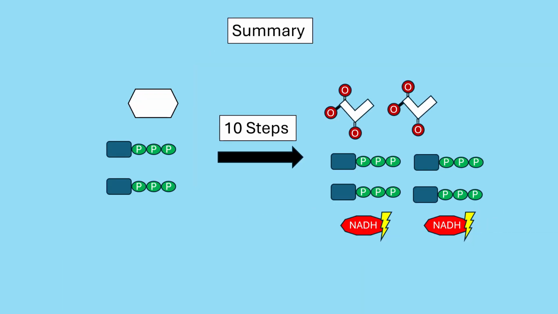Now let's summarize glycolysis in a simple way. We start with one glucose molecule, a 6-carbon sugar, and 2 ATP molecules to get the process going. Over the course of 10 enzyme-catalyzed steps, glucose is broken down into 2 molecules of pyruvate, each containing 3 carbons. Along the way, glycolysis generates a net gain of 2 ATP molecules and 2 NADH molecules, which store high-energy electrons. These products are critical because the ATP provides immediate energy, while NADH and pyruvate feed into the later stages of cellular respiration.